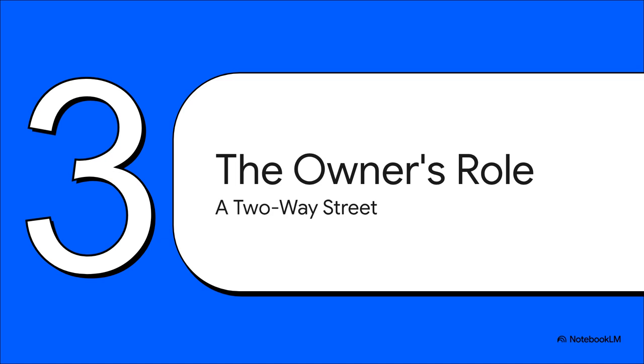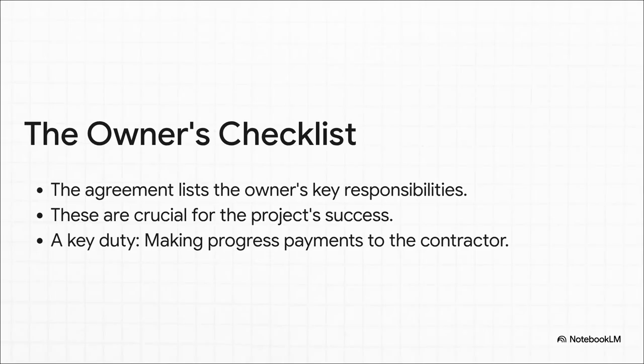But look, a great partnership is always a two-way street, right? It's not all about what the AIA has to do. The agreement also lays out, very clearly, the owner's responsibilities. And these are absolutely crucial for the project to actually succeed. That's right, the owner gets their own checklist in the agreement. It covers everything from providing stuff like land surveys all the way to just making decisions in a timely manner. And you can't overstate how important this is for keeping the project on track.